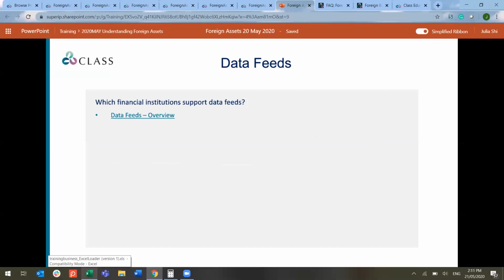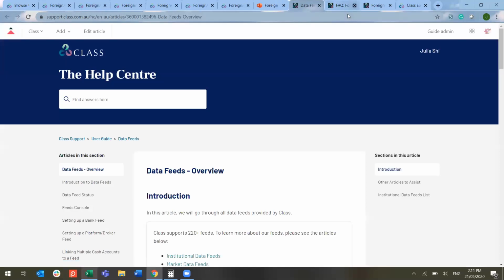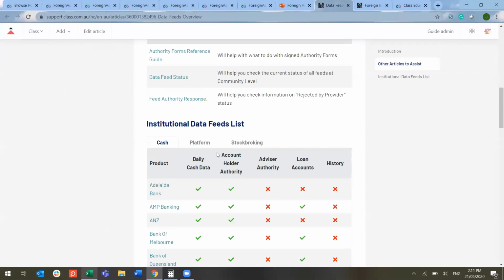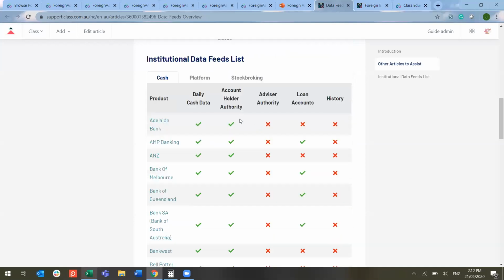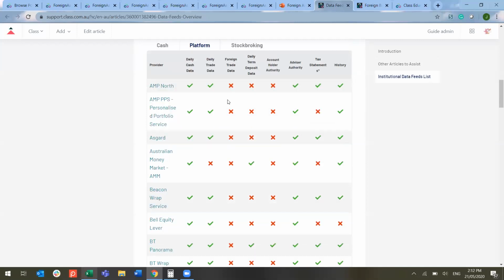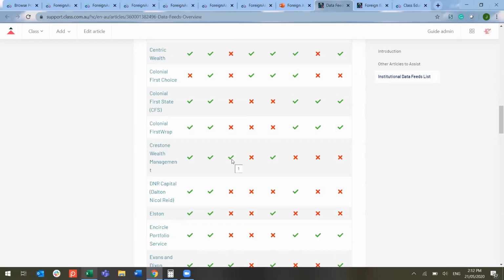Another question we normally have is with data feeds, like which particular financial institutions do you support for data feeds? If we go into this page. Currently, unfortunately, for all these banks, we don't receive foreign cash transactions from bank accounts due to technical difficulty. But we do actually receive foreign trading data from some platform data feeds that are also brokers. So they do send us some foreign trade data. This data is generally just the buy and sell, the acquisition and disposal events, and will create these particular business events in Class.